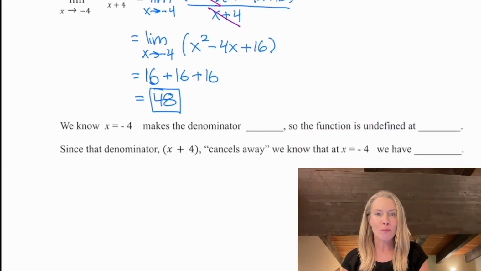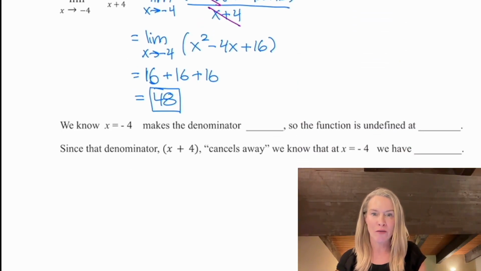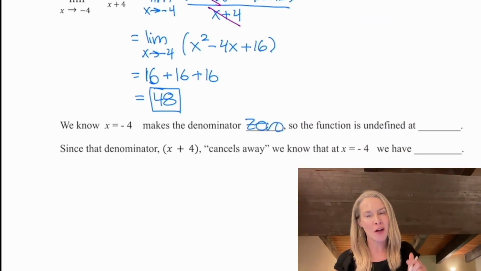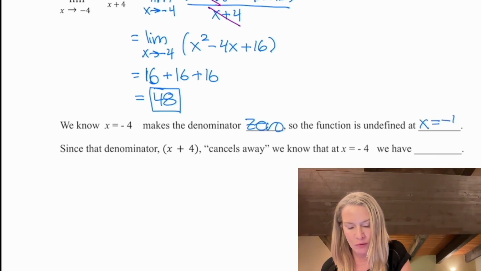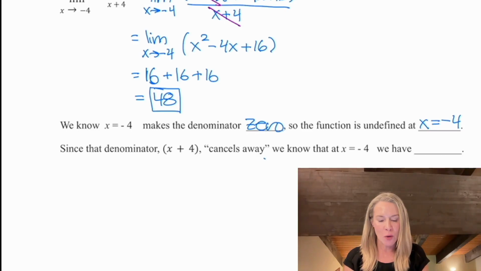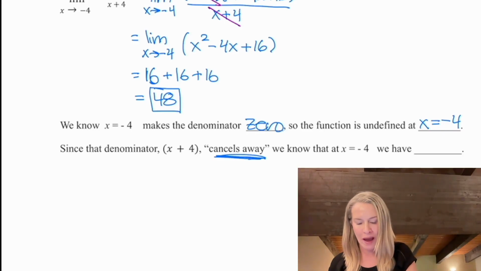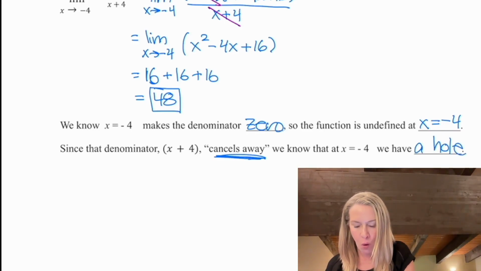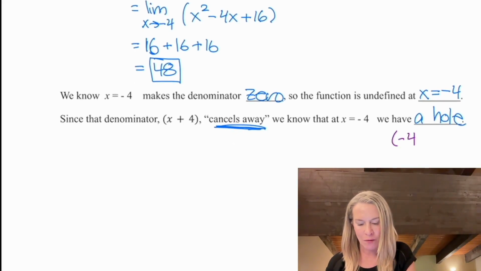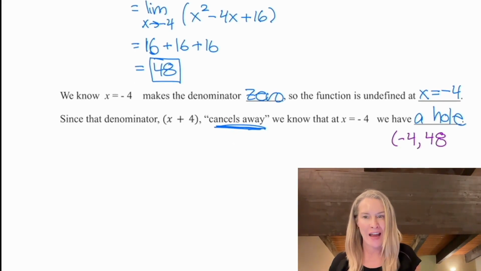We know that x equals -4 makes the denominator 0, so that function is undefined at x equals -4. Since that denominator also cancels away, but we actually got a limit, we know that at -4 we have a hole. And that hole is actually located at (-4, 48).